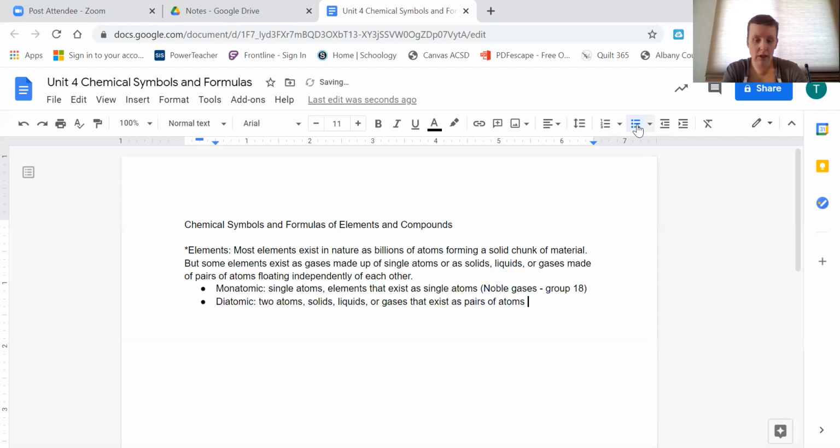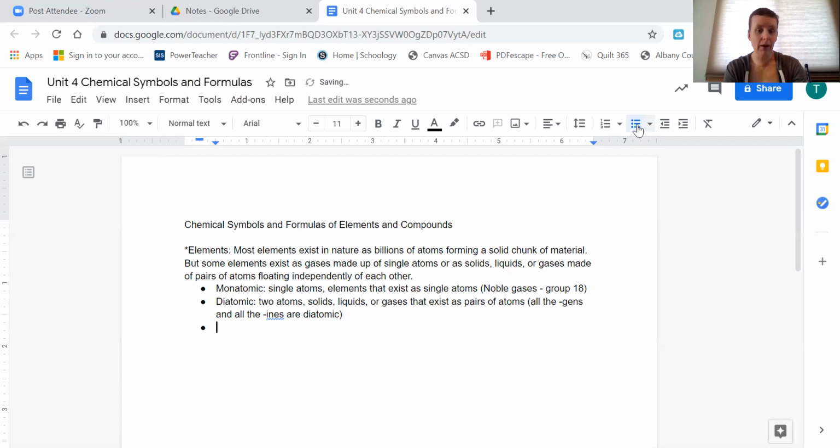So here's a little trick to remember which ones are diatomic. All the gens and all the enes are diatomic. So any element name that ends in gen, hydrogen, nitrogen, oxygen, those are diatomic. But the enes as well, fluorine, chlorine, bromine. I know we pronounce it differently, but it still ends in ine, iodine, okay? All of those are going to be diatomic as well.